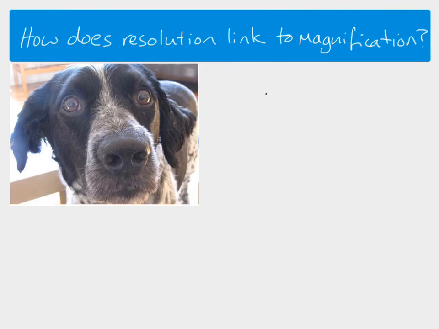Okay, we need to also understand how resolution links to magnification, because let's say we've got an image and that image is a bit blurry, we can't see the detail. You might say, okay, well let's just magnify it, but that's not going to work. Let's have a look at why. Here's a picture of a very cute dog, and let's say we want to magnify his lovely nose.